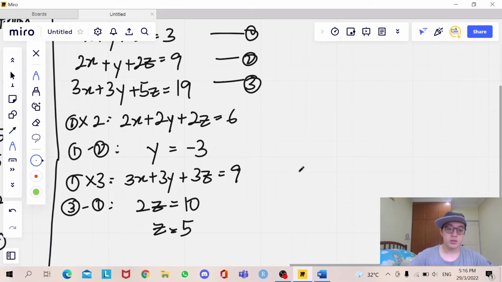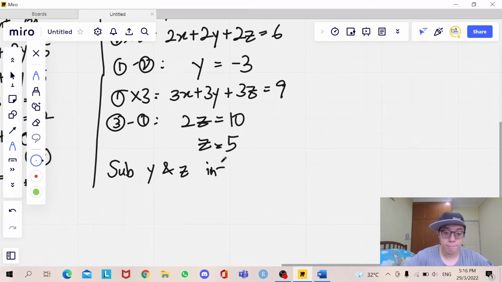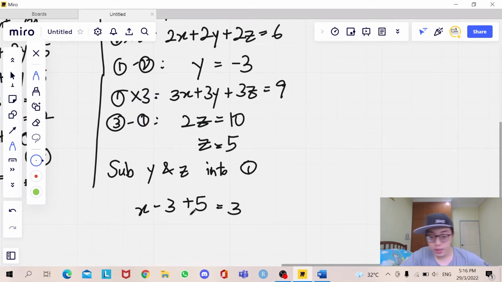So at last, after you have got both y and z, you will need to sub y and z into equation number 1, which gives you x plus y plus z is equals to 3. And from here you can solve that x is equals to 1. So this is how you solve simultaneous equations.